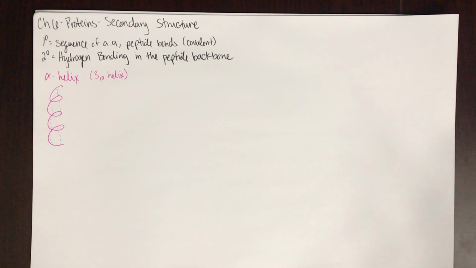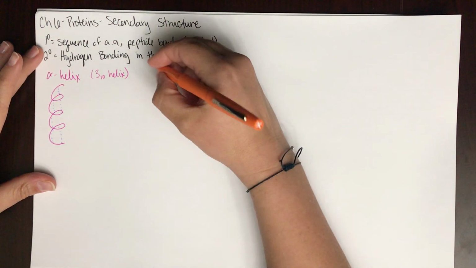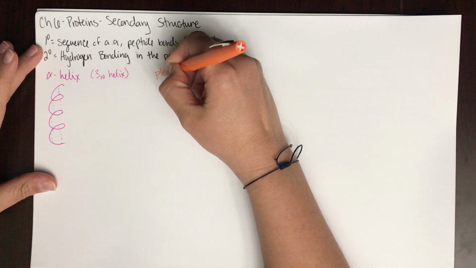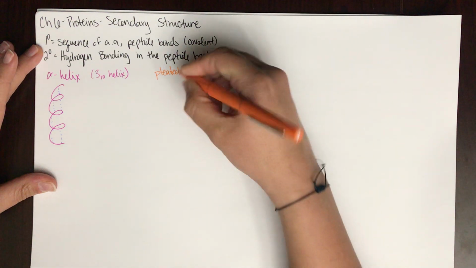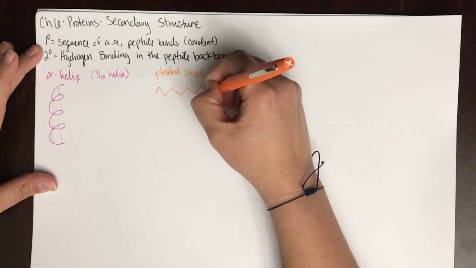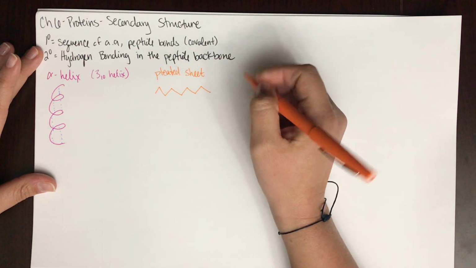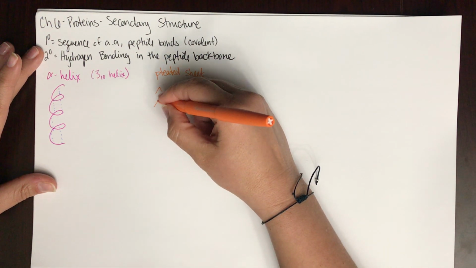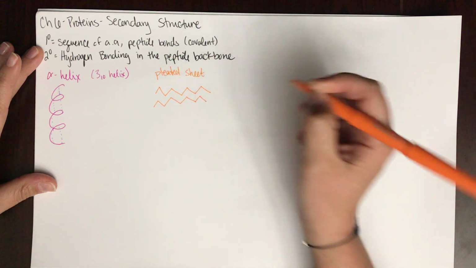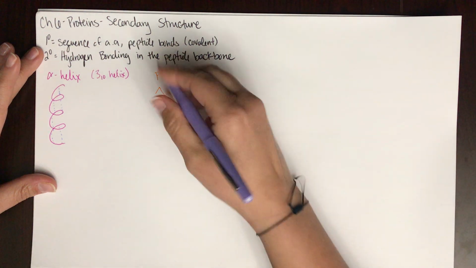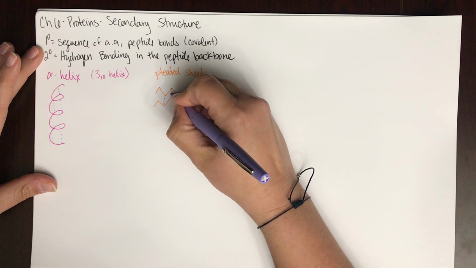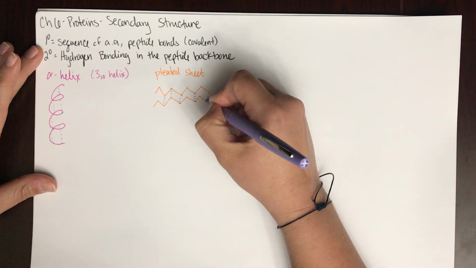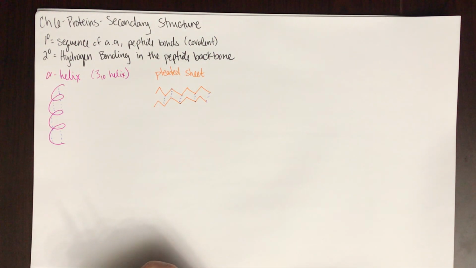Another type of secondary structure, probably the second most common, is what's called a pleated sheet. And this looks like if you were to take a piece of paper and fold it up to make a fan. It looks kind of like that. And what happens is you will have multiple pleated sheets next to each other, and they will hydrogen bond like this, or they can hydrogen bond in what's called a parallel and an anti-parallel arrangement.